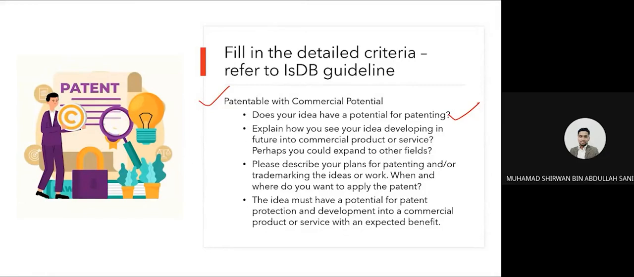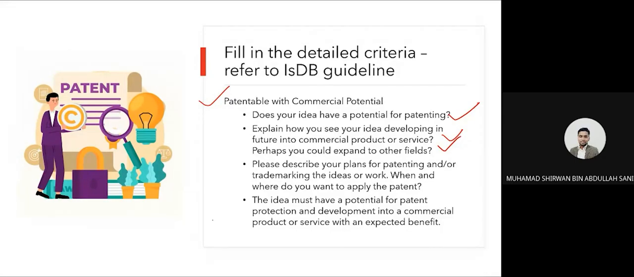Then you need to explain how you see your idea developing in future into commercial products or services. Perhaps you could expand to other fields. In my case, for example, I make a food preservative using a plant source, so it can be applied in cosmetics and even in pharmaceuticals as well. I explain there that it can be expanded to other fields.